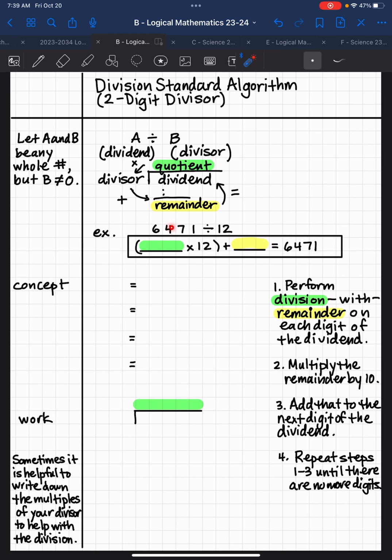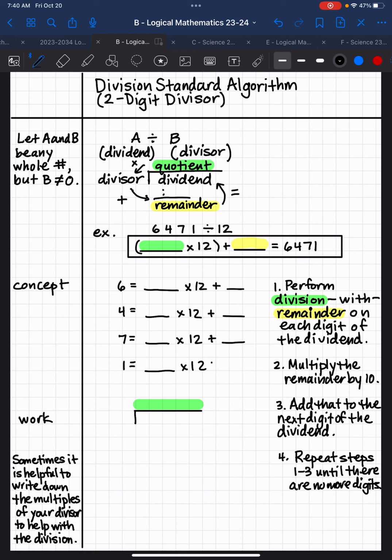All right, so the first step is to look at the digits of the dividend. The dividend is 6,471, and we're going to write those digits down on the side. So 6 equals, 4 equals, 7 equals, and 1 equals. Then we're going to copy exactly what we wrote before, some number times 12 plus some remainder, on each of these lines.